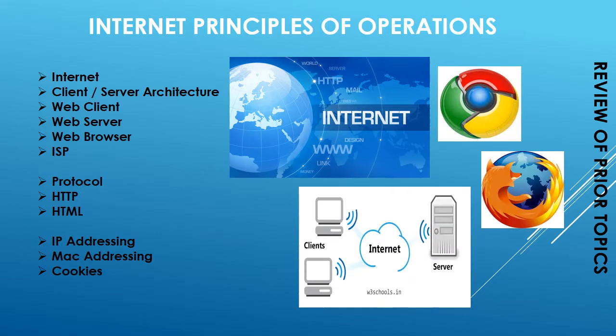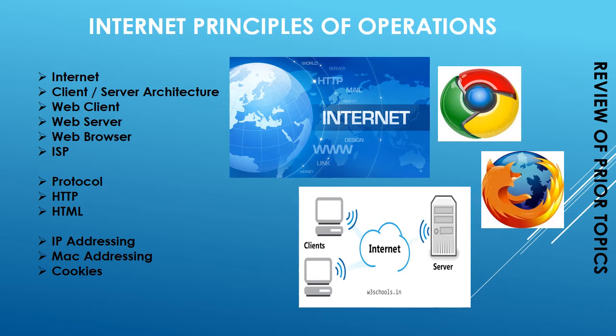Internet. Simply, we can say that network of networks is known as Internet. When we intend to connect with each other globally, we use Internet. Client-server architecture. In the context of network, when one machine acts as a server to provide the services and rest of the machines act as the client to get the services, this is known as the client-server architecture.